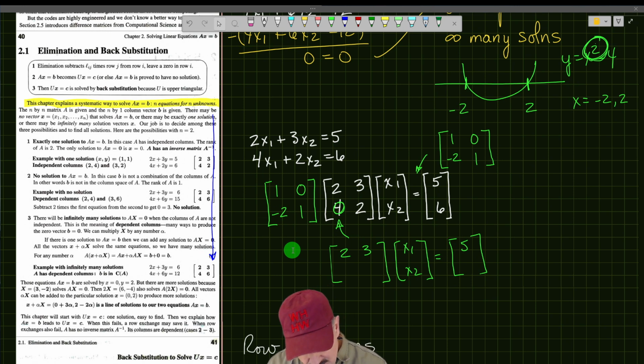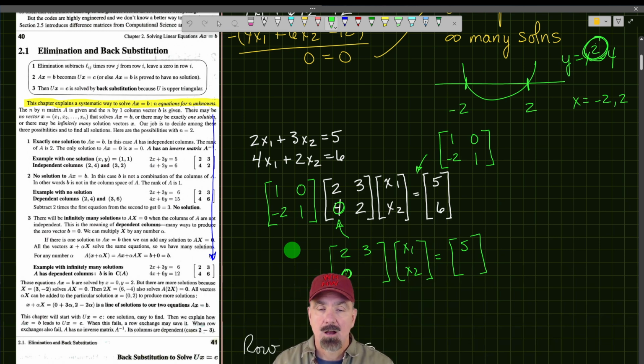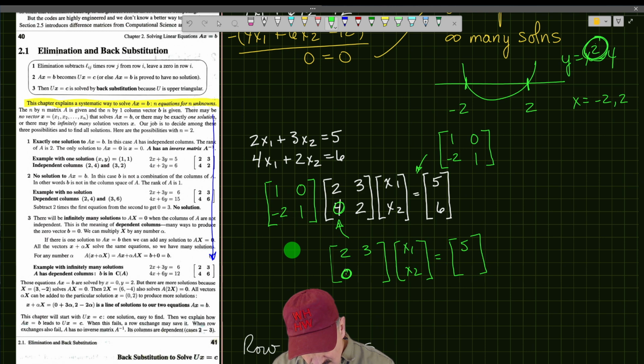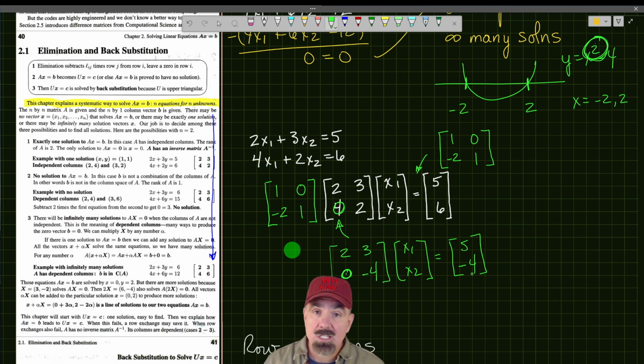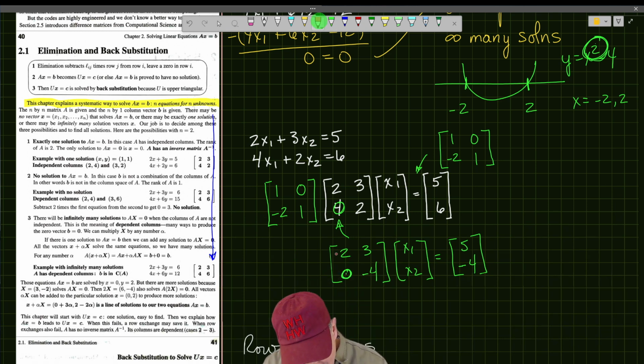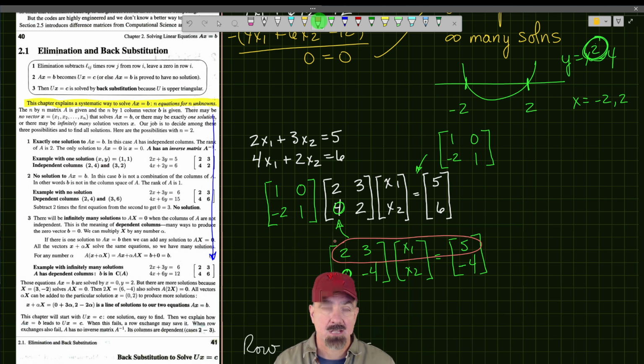So negative 2 times the top row gives us what we were after, and that's the 0. That's the elimination of x1 in the second equation. Then we're going to have a negative 6 plus 2, which is a negative 4. And on the right-hand side, we'll have a negative 10 plus 6, which is a negative 4. What you'll notice is we have the same equations that we found in the first example. The top equation is 2 times x1 plus 3 times x2 equals 5, and the second equation says negative 4 times x2 equals negative 4.